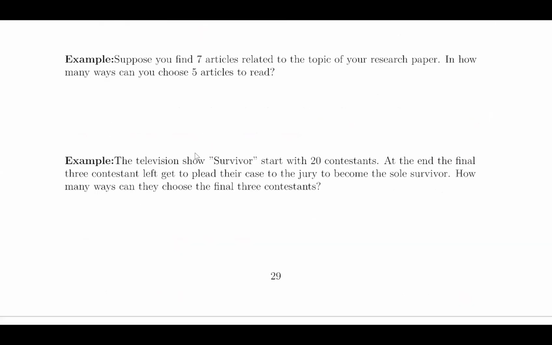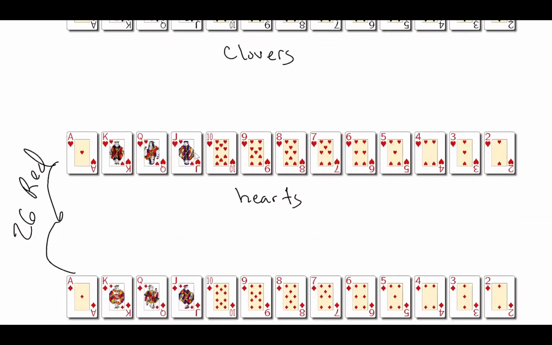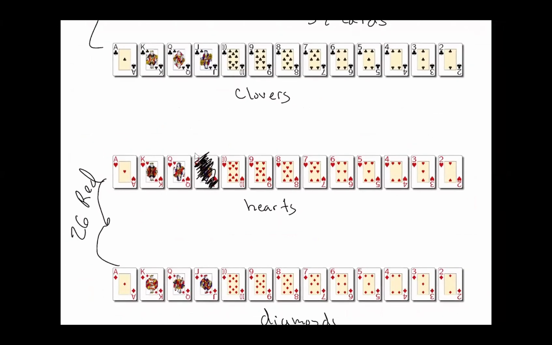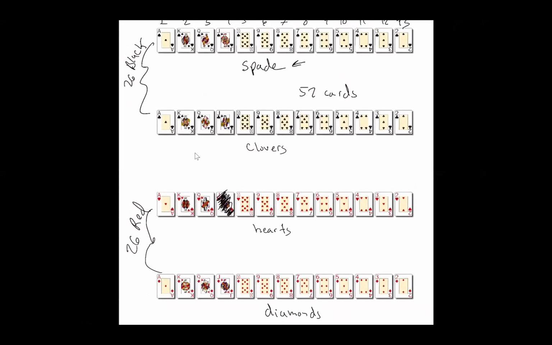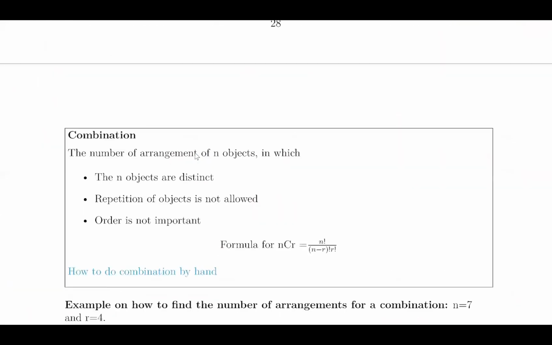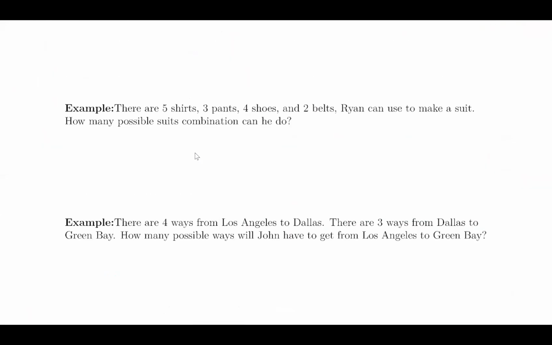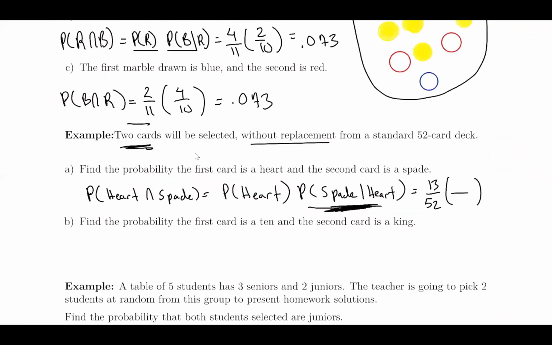So say the first card I picked was this heart right here. So I picked the Jack of Hearts. So if I pick a Jack of Hearts, how many cards do I have that are left over? 51. But did that affect how many spades I have? No, because I still have 13 spades. So when I do this, we'll say 13, but out of 51 cards.